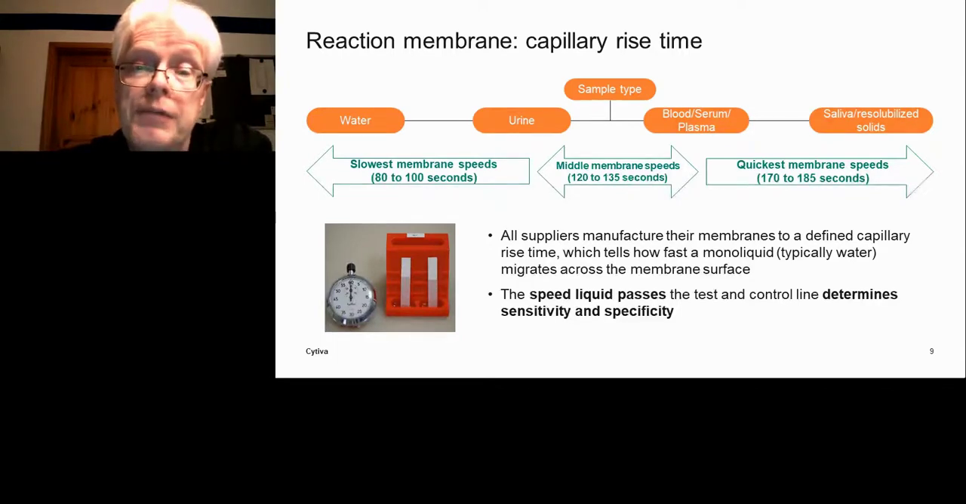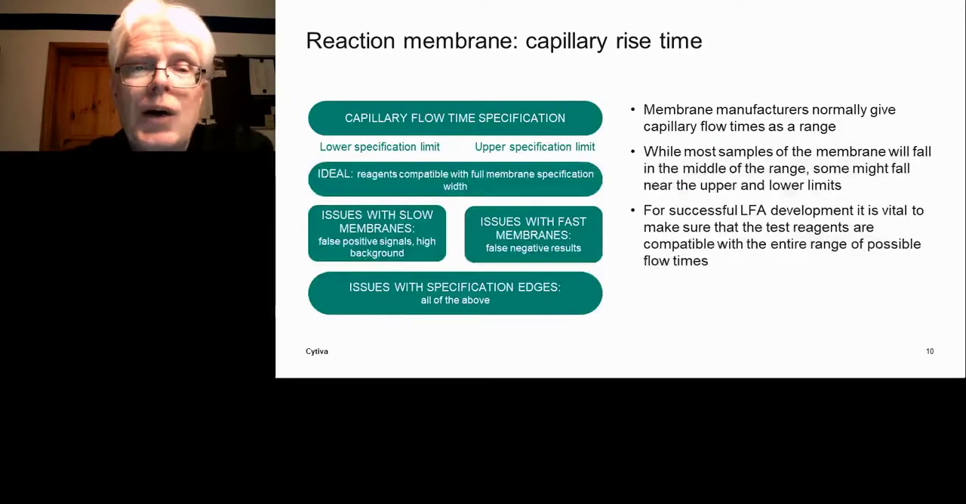All suppliers manufacture the membrane to a defined capillary rise time. And that's the main specification parameter when we manufacture membranes. This capillary rise time specification has an upper and a lower limit. That means you have to take care that your reagents and your test results work the same way on both ends of the specification limit.